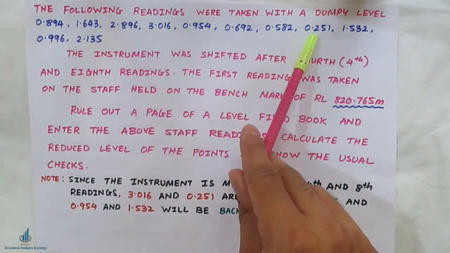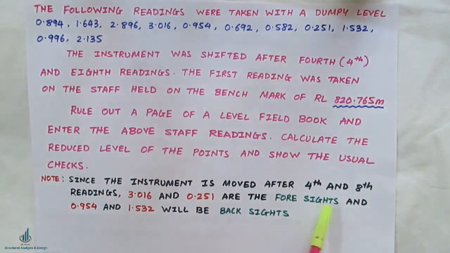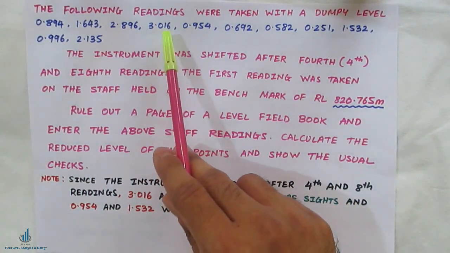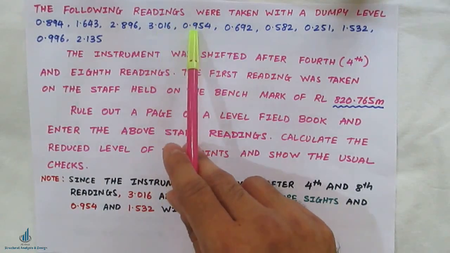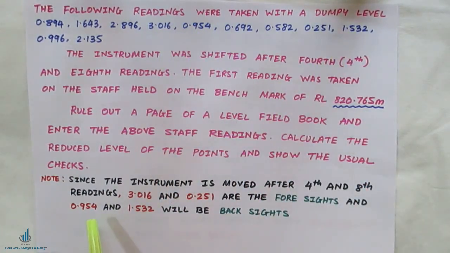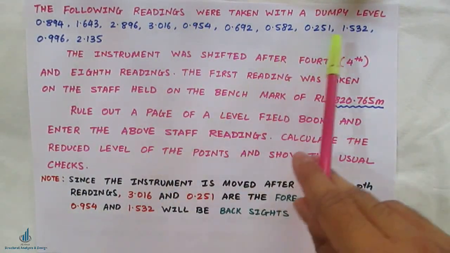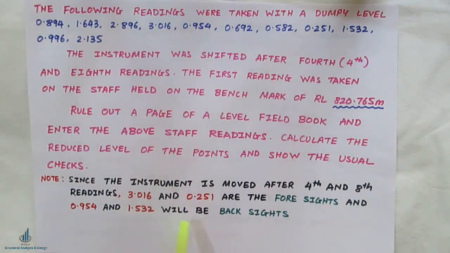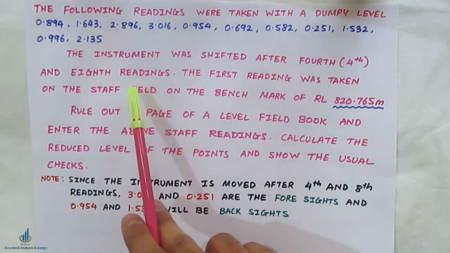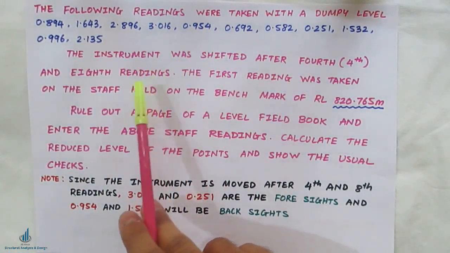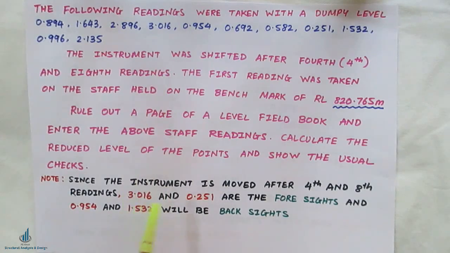The 4th and 8th readings will be foresights, and the next immediate readings, meaning the 5th and 9th readings, that is 0.954 and 1.532, will be the backsights. This we have to remember. So clearly they have mentioned that the instrument was shifted after the 4th and 8th readings, which means the 4th and 8th will be foresights and the 5th and 9th will be the backsights.